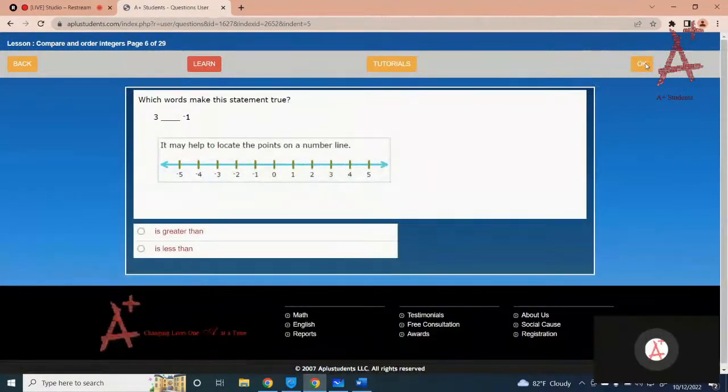Okay, which words make the statement true? 3 is greater than negative 1 or smaller than negative 1? 3 is a positive number, and positive numbers are always greater than the negative numbers. So 3 is greater than negative 1. Got it? Very good.